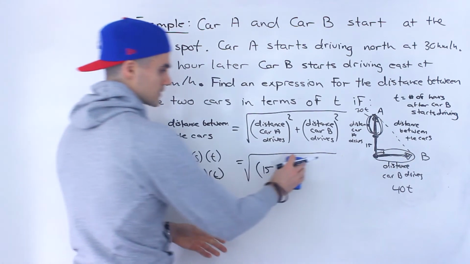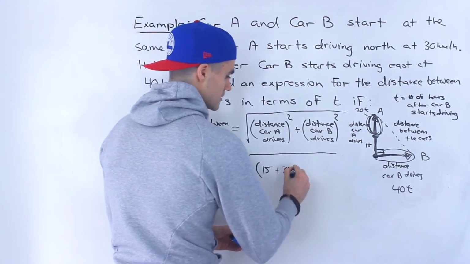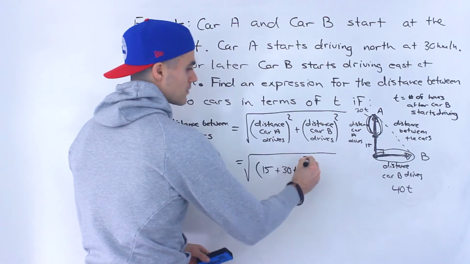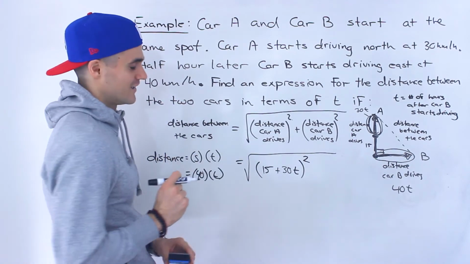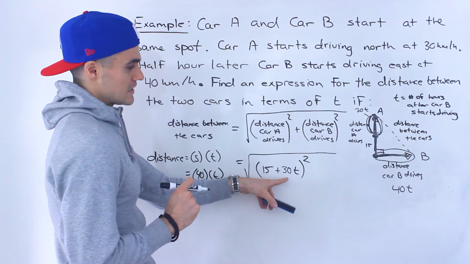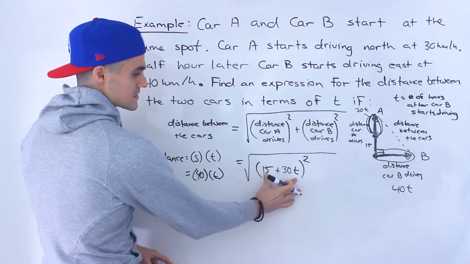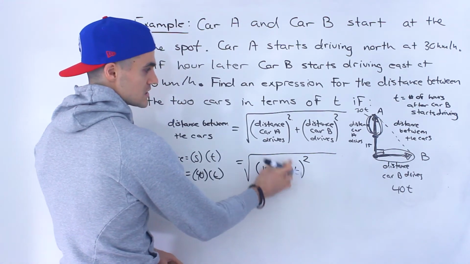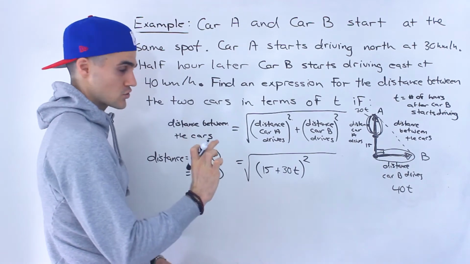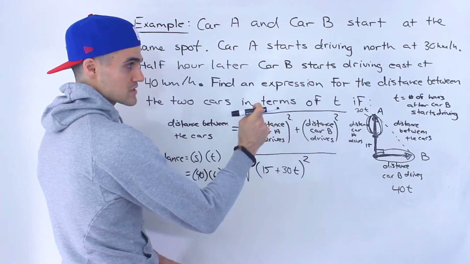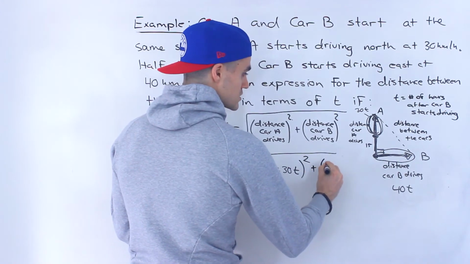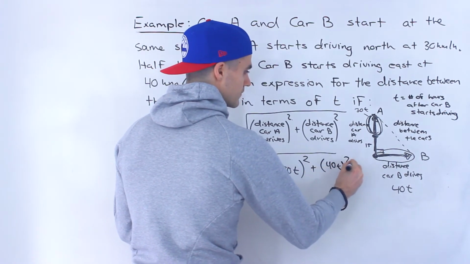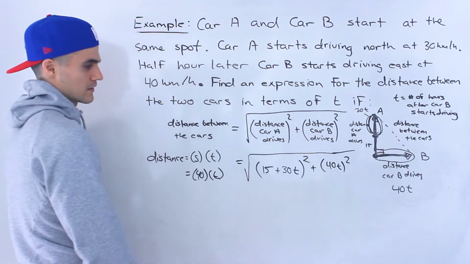30t, or not to the power t, what am I saying? 30 times t. That's going to be to the power of 2. Sorry, kind of mixed up right there. 15 plus 30t to the power of 2. So this here represents 15 plus 30t, the distance that car A drives. And remember, t is the number of hours after car B starts driving. And then the distance car B drives is just 40t to the power of 2, like that.